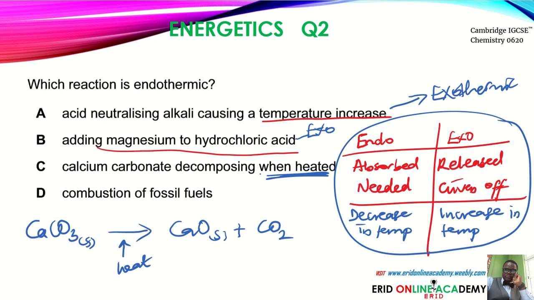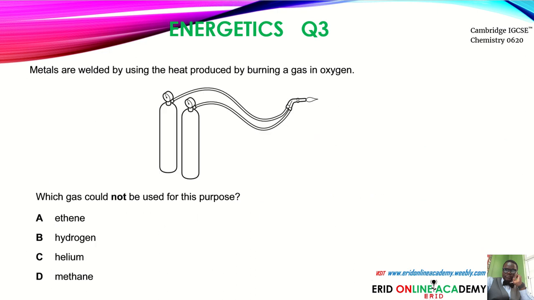So looking at the criteria here, you can see that the decomposition of calcium carbonate is actually an endothermic reaction. Of course you should know that combustion of fuel is an exothermic reaction. That is why fuels are combusted, so that energy can be released in the form of heat. So the correct answer here is C. So let's move on to question 3.